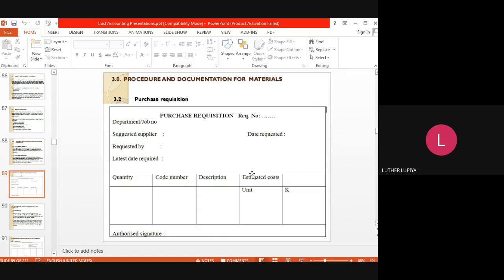When do you use this document? You use this document when you need the materials now. Let's say maybe you have run out of materials, or it's your first time to order them, you need to use this document. And we have said it can be used mainly by the people in a given department or section, because they are the people who should raise it. Raising it is to fill it in so that they can pass it on to somebody who's going to authorize it. Is that okay, Lupia? Yes, sir. It's fine. Good. Thank you.